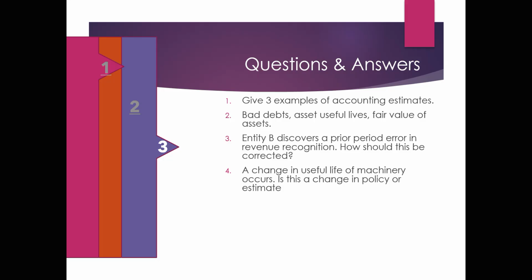A change in useful life of a machinery, of course. Is this a change in policy or estimate? Change in useful life. The key word there is useful life of the asset. The useful life of the asset has changed from maybe 10 years to 15 years, or 5 years to 20 years. So, David, what's the answer for that? Then Sandra, entity B discovers the prior period error in revenue recognition, how should this be corrected?